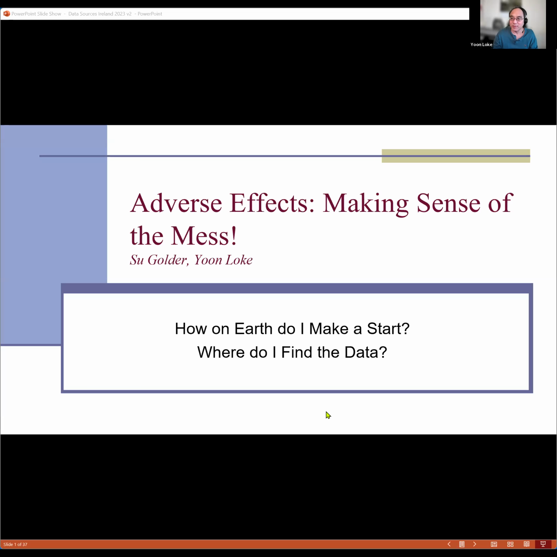Okay, so I guess one of the biggest challenges of dealing with adverse effects in systematic reviews is that it sometimes looks like a complete mess. You don't know where to start and have no idea where to find the data. So I'll spend the first 10 or 15 minutes just explaining how to make some sort of order out of it and how to perhaps focus down the task. Otherwise, you could get lost very easily.